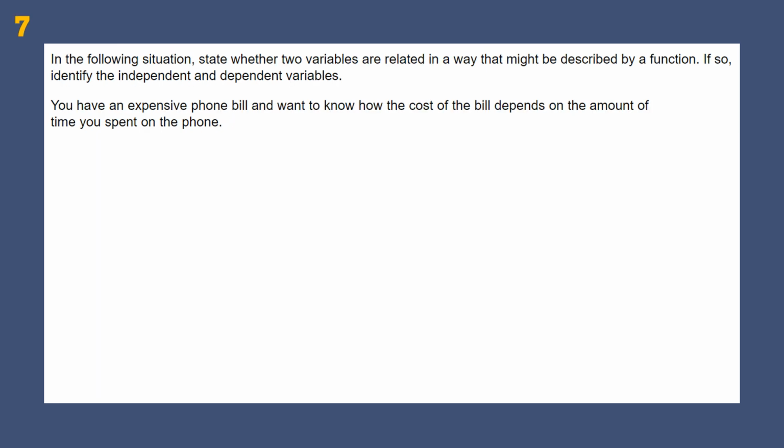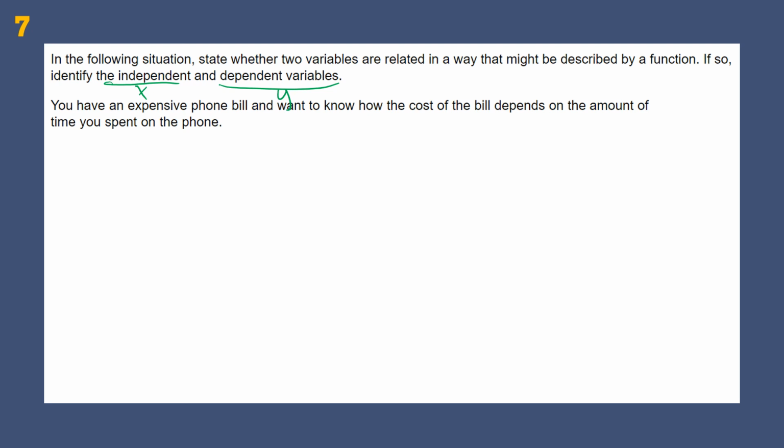First up, in the following situation, we want to state whether two variables are related in any way, and in a way that might be described as a function, and if so, which one is the independent and which one is the dependent variable. Okay, so independent variable and dependent variable. Reminder that independent variable is our x usually, and dependent variables are y if we're using x and y as our stuff. So let's look at a situation here.